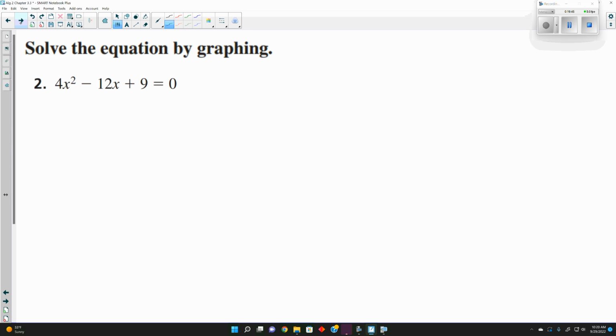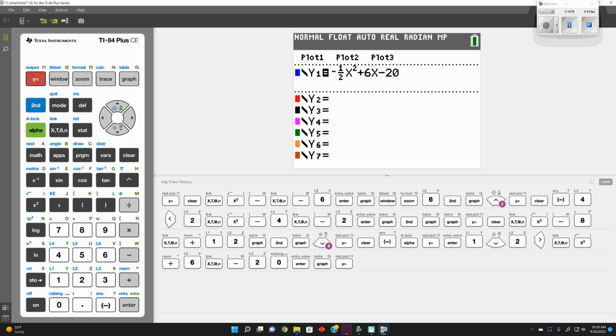Let's look at this one here. This one is already equal to 0, so we can go on and graph it. We can say y equals. We can clear that out. 4x squared minus 12x plus 9. We can type that in, and once you get it typed in, go on and hit graph.